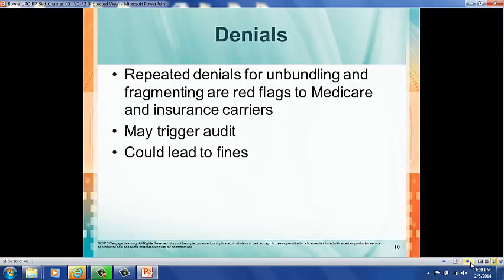Repeated denials for unbundling practices can be a red flag to Medicare and other insurance carriers. This red flag may trigger an audit of the medical practice's coding habits to determine whether the unbundling that is occurring is intentional or not. If it is determined that your practice is intentionally unbundling services to receive additional payment, legal action may be taken against the practice.